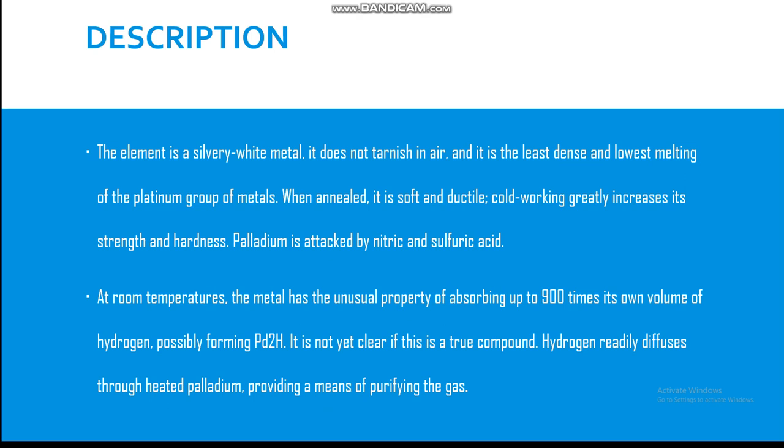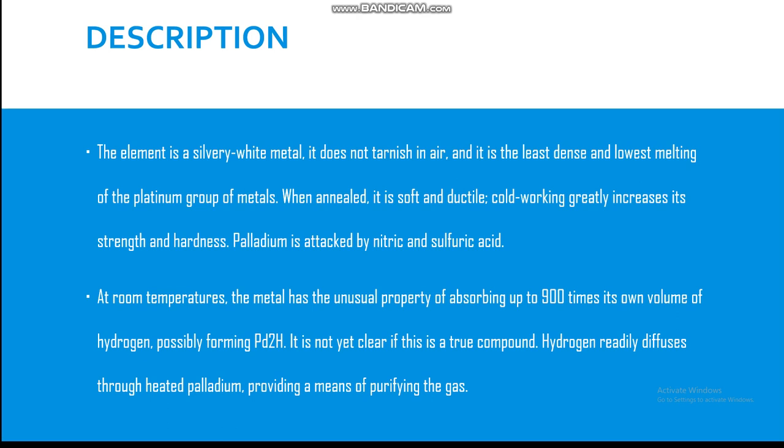Description. The element is a silvery white metal. It doesn't tarnish in air, and it's the least dense and lowest melting of the platinum group of metals. When annealed, it is soft and ductile. Cold working greatly increases strength and hardness. Palladium is attacked by nitric and sulfuric acid.